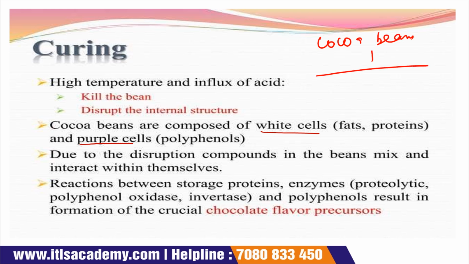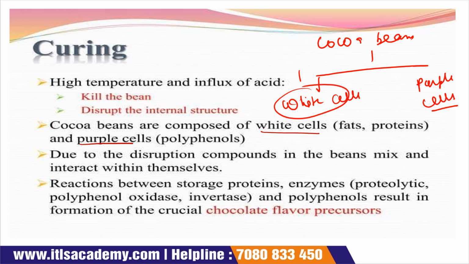Cocoa beans are composed of two types of cell. One is white cells and the other is purple cells. Okay, the white cells contain fats and proteins. Okay. And the purple cells contain polyphenols.